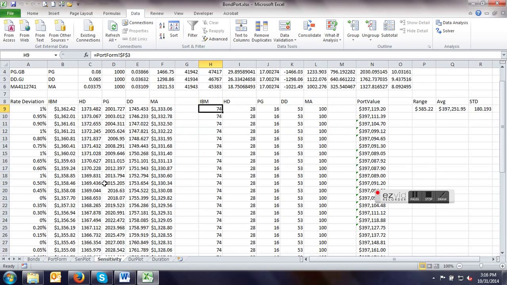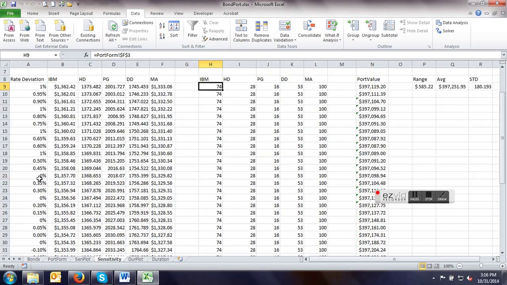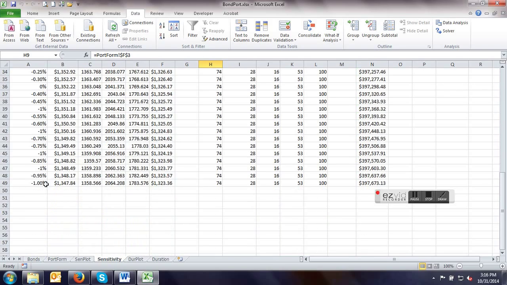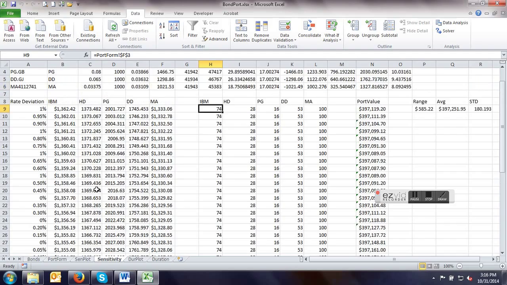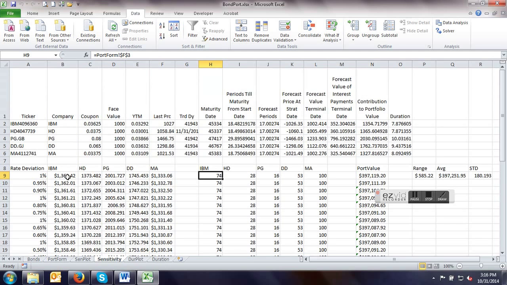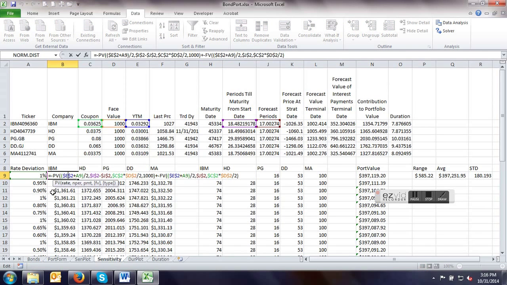So what I want to do is, as interest rates go up, and this is plus 1% from where they are when I purchase the bond versus minus 1% from where they are when I purchase the bond, I want to find out what happens to change the value of the portfolio. In other words, how much the portfolio fluctuates. So what we need to do here is find out what the contribution is.